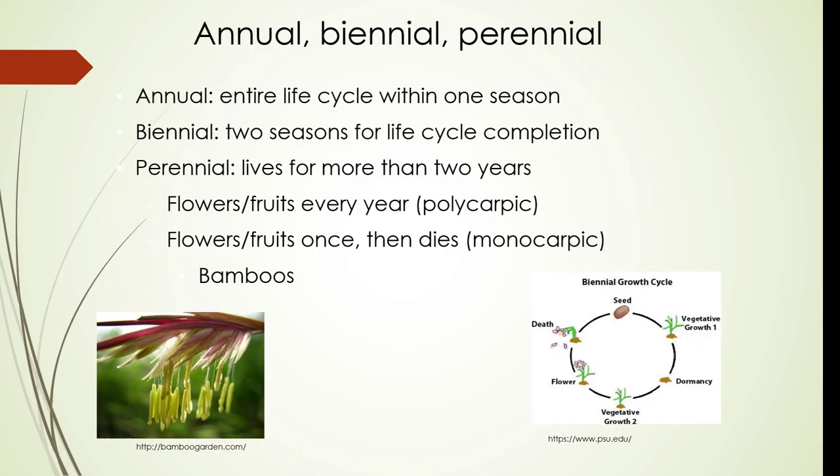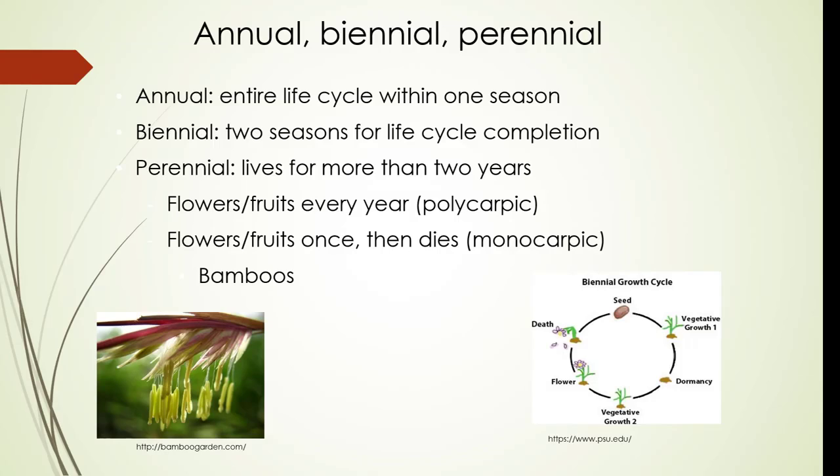Okay, annual, biennial, and perennial. Annuals have their entire life cycle conclude in one season. It's not one year, it's one season. Biennial is two seasons for a life cycle completion, and then a perennial lives more than two years. A plant that flowers and fruits every year is called polycarpic. One that flowers and fruits once, then dies, is monocarpic, and an example of that is bamboo.